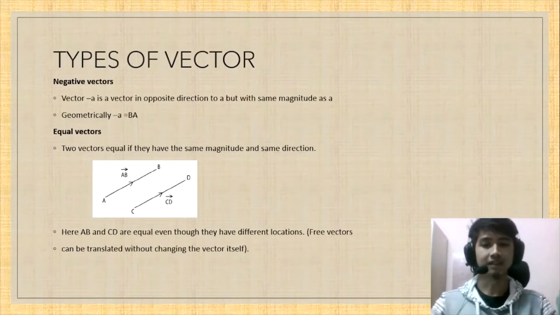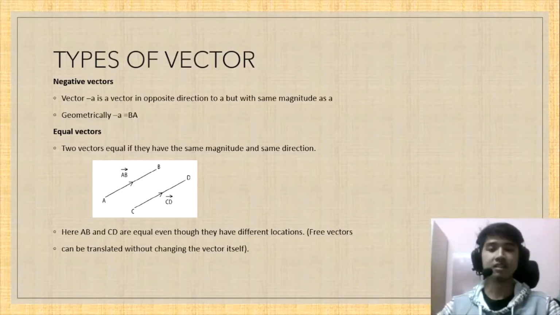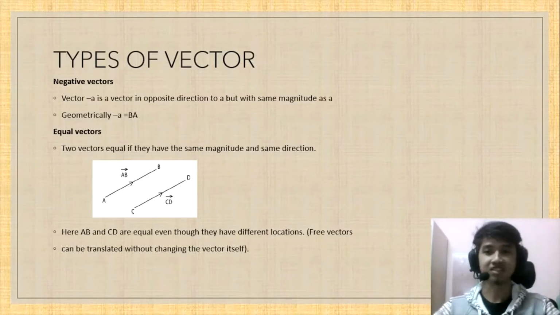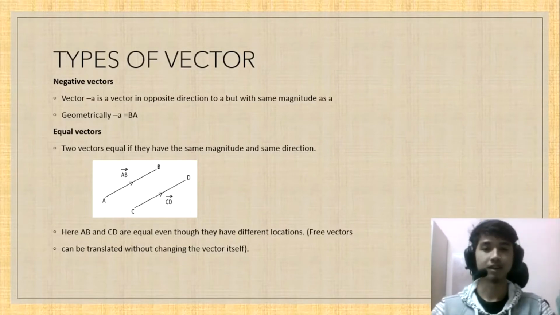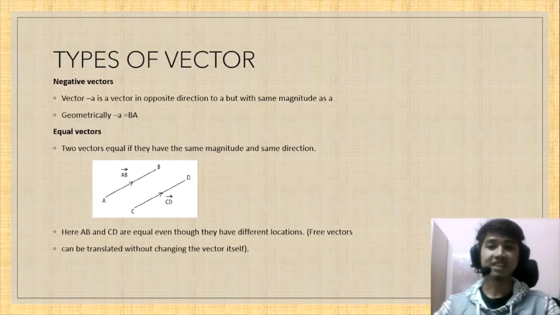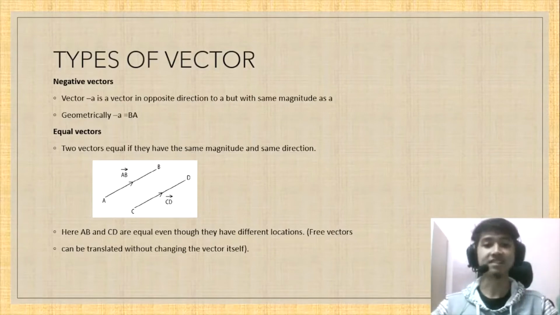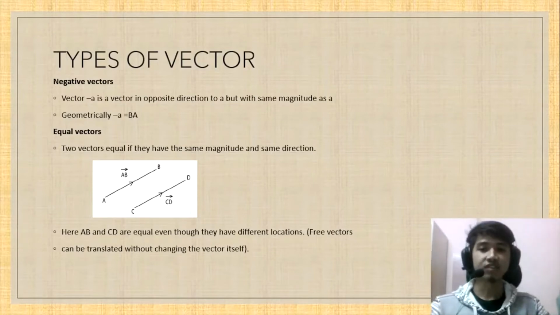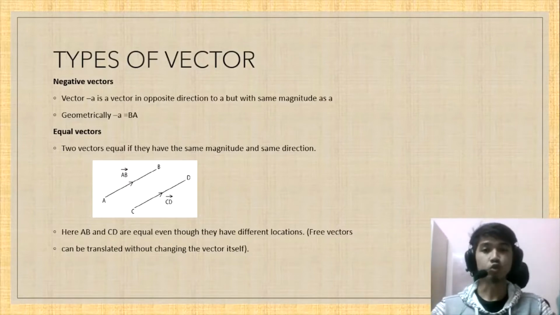Today I'm going to explain the types of vectors. First of all, there's the plane vector, or normal vector as some people may call it. This type of vector is just a normal vector; there's nothing special about it. Secondly, there is the negative vector. The negative vector of A is a vector of opposite direction to A but the same magnitude as A. Geometrically, the negative A vector is equal to BA, meanwhile the normal vector can be considered as AB.